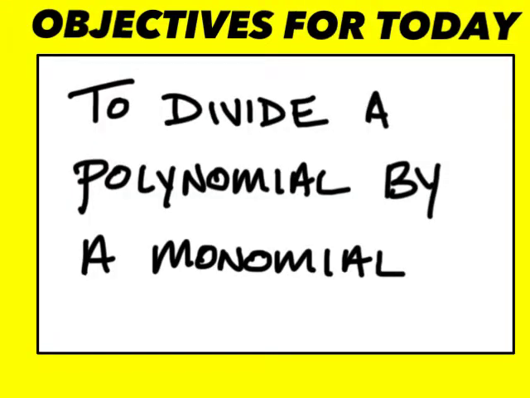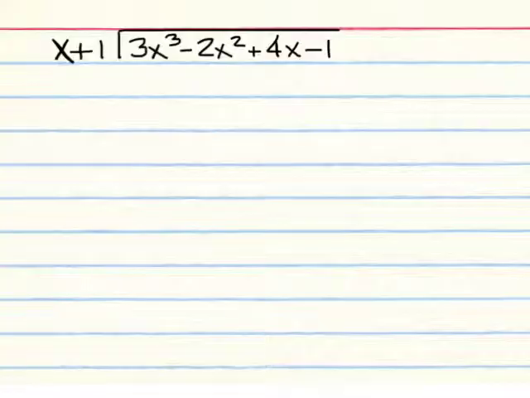Objectives: to divide a polynomial by a monomial. Example. On this one, you tell me what it is that I have to do, and we'll go step by step. What is the first thing we need to do?